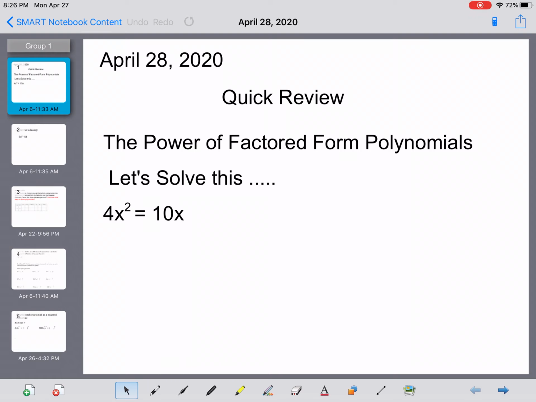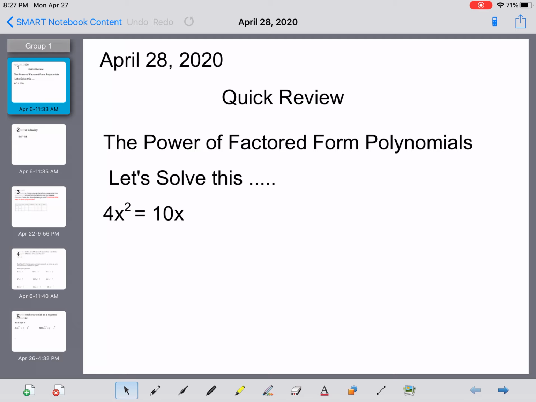Welcome. So, today we're going to talk about the power of factored form polynomials. You already know this, but we've talked about it last week, but I want to really make sure that you understand this point and how in solving an equation, factored form is the way you want to go because you get to see some things, you get to use zero product property. So let's take a look at this.